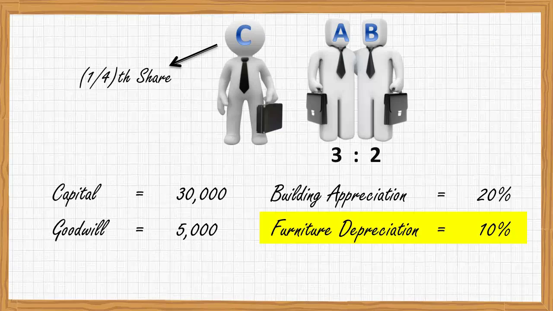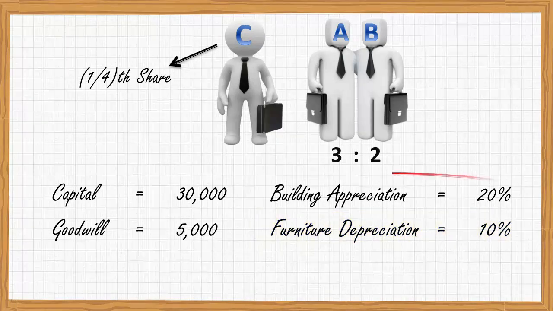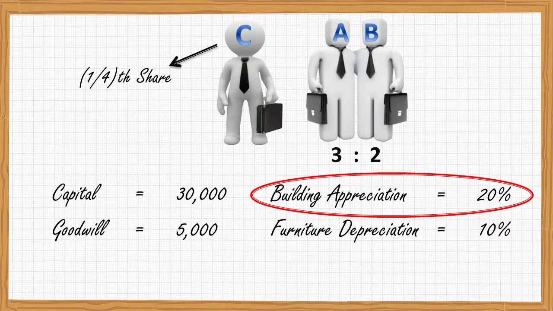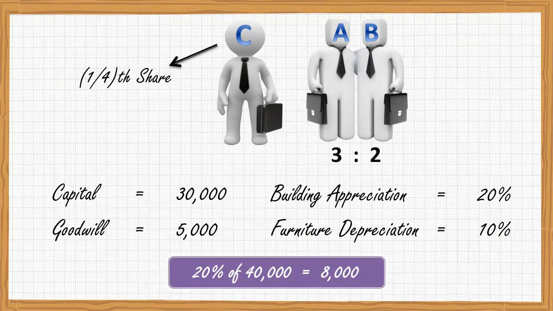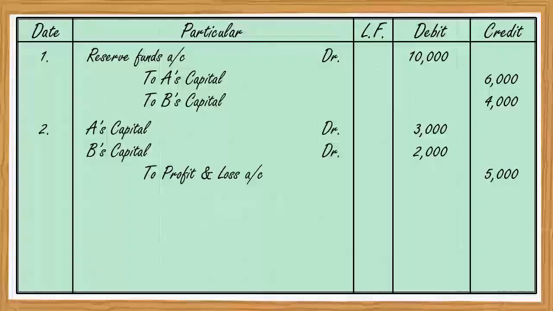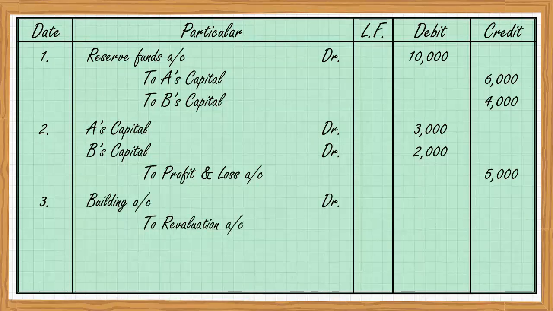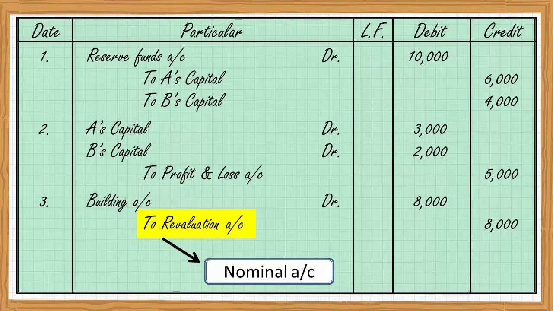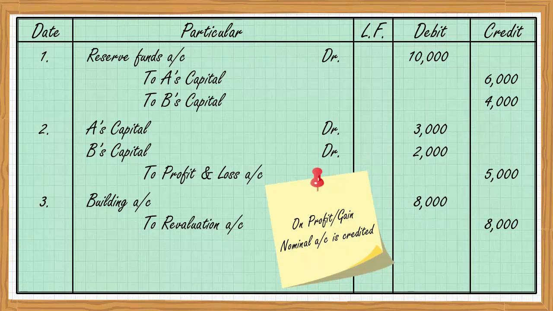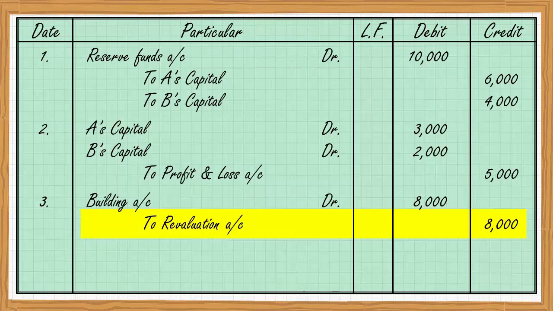So first of all, we'll pass the journal entry for building, which has appreciated by 20% of 40,000. It means that is 8,000 rupees. So the journal entry will be building account debit to revaluation account, that is 8,000. Whenever there is an increase in the value of an asset, it's a gain. And revaluation account is a nominal account. Whenever there is profit or gain, the nominal account is credited. That's why we have credited revaluation account by rupees 8,000.